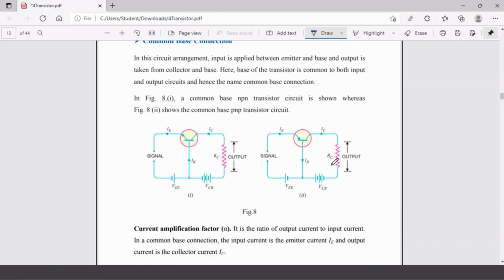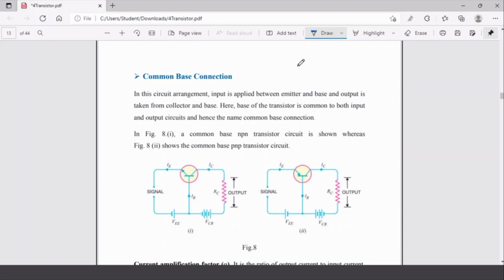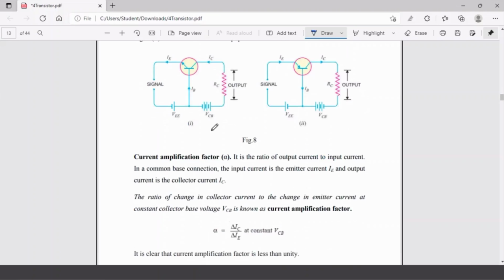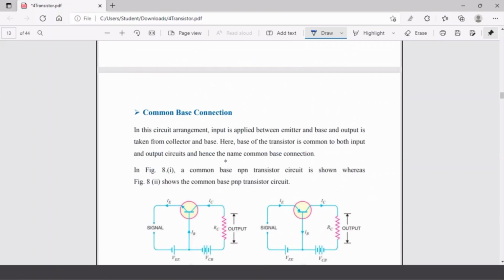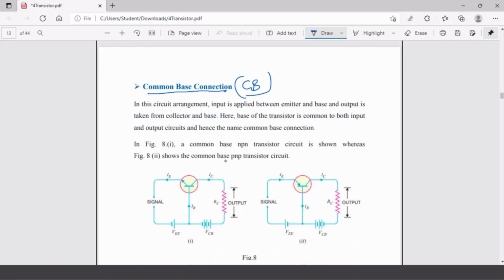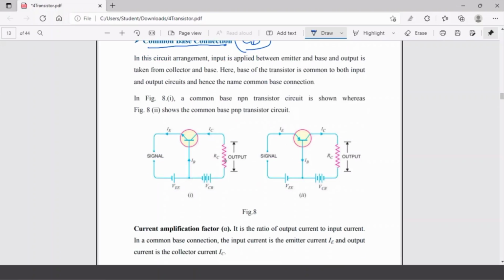Now to study, there are two factors here. One is known as the current amplification factor. Let us see what that is. In this particular circuit, this is a common base connection, CB configuration. That means the base is connected between input and output. Base is the shared terminal here. This is the base, and this is the collector. So emitter, base, and collector.